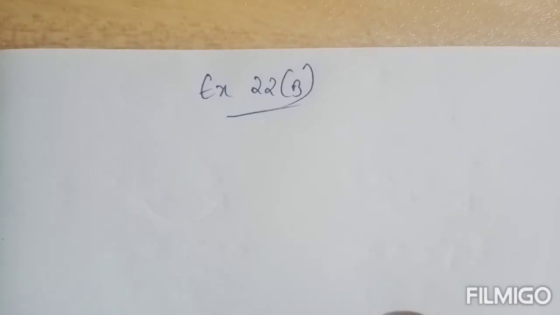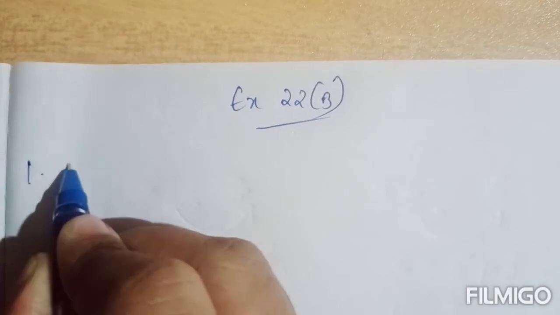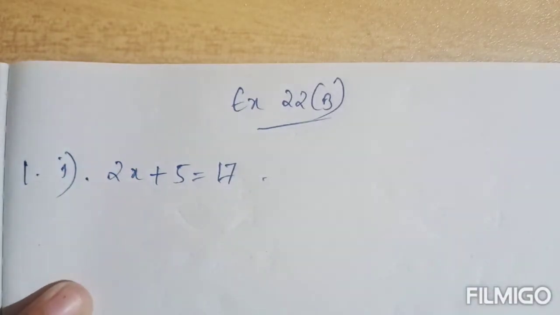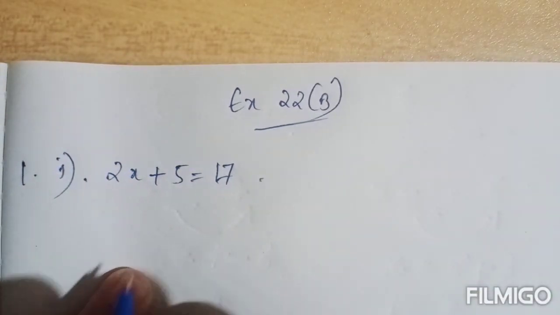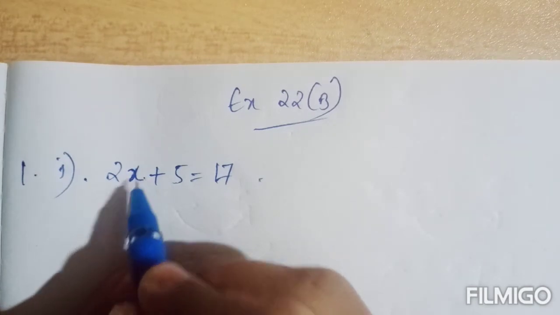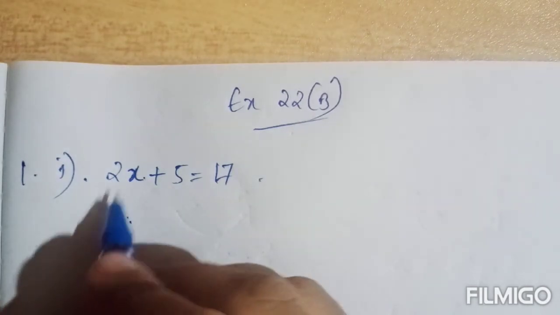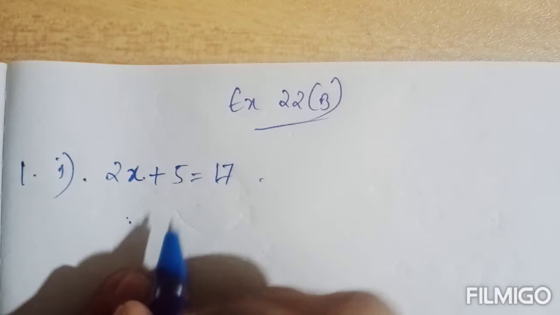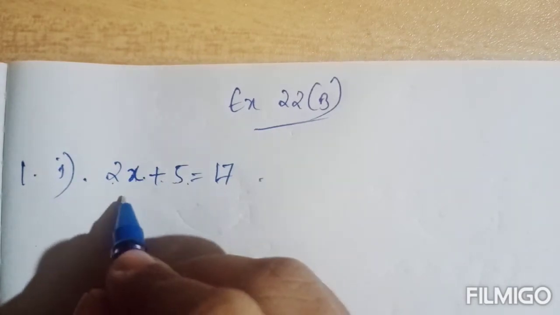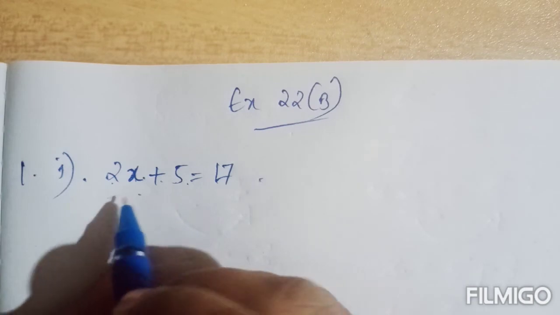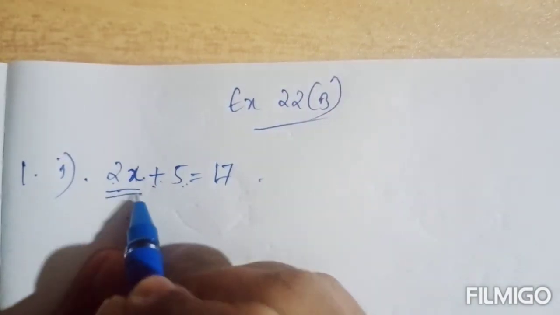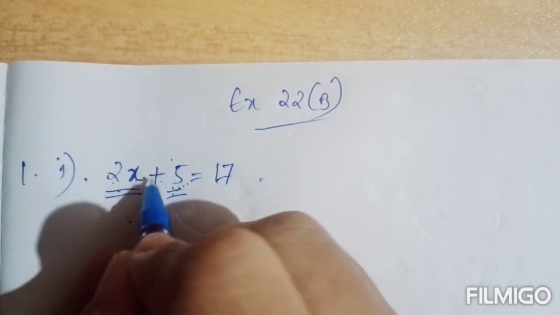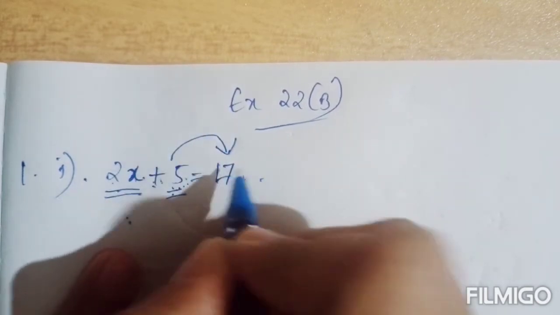Okay, now exercise 22b, first question, solve. In that first one, 2x plus 5 equal to 17. So we have to bring this variable alone on the left side. Okay, all the other terms you can transfer to the other side. So how can we? First 2x plus 5, two terms are there here, 2x and 5. ഇവിടെ 2x plus 5 രണ്ട് ടേമാണുള്ളത്, 2xും 5ഉം. So first let us take this plus 5 to the other side. Plus 5നെ other സൈഡിലേക്ക് കൊണ്ടുപോകാം.